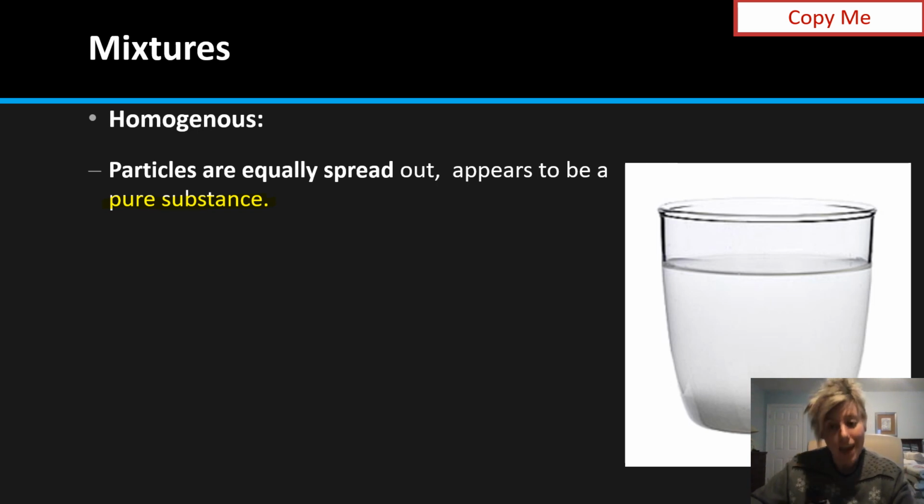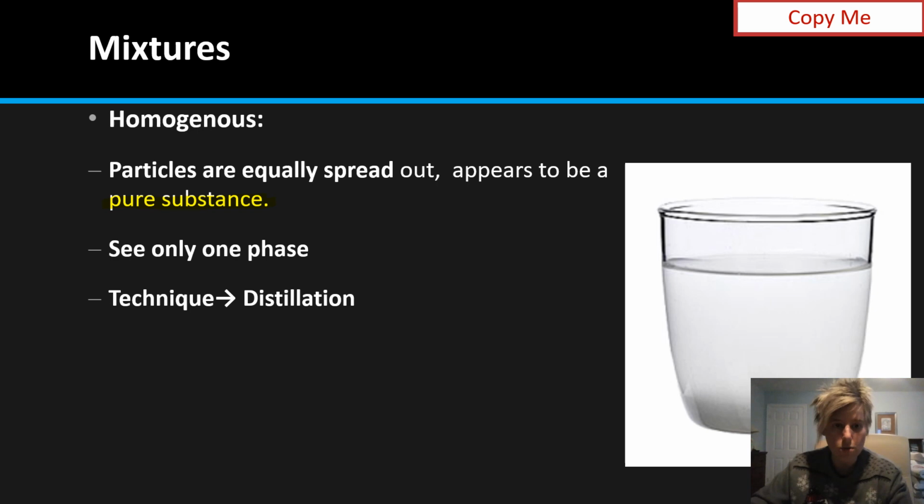But because I can't, I would have to use one of my separation techniques. Key thing about homogeneous mixture, I only see one phase. It just looks like a pure substance, so I'm not going to be seeing multiple phases. And the only technique that I can use here is distillation, because distillation works on using the boiling point of one of the 2 substances in the mixture.